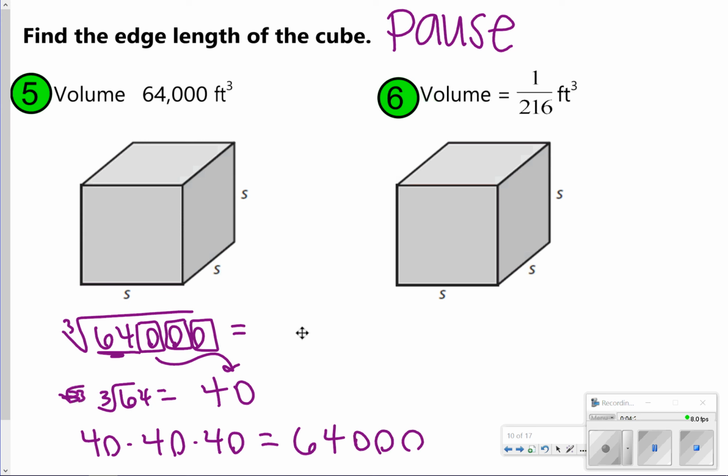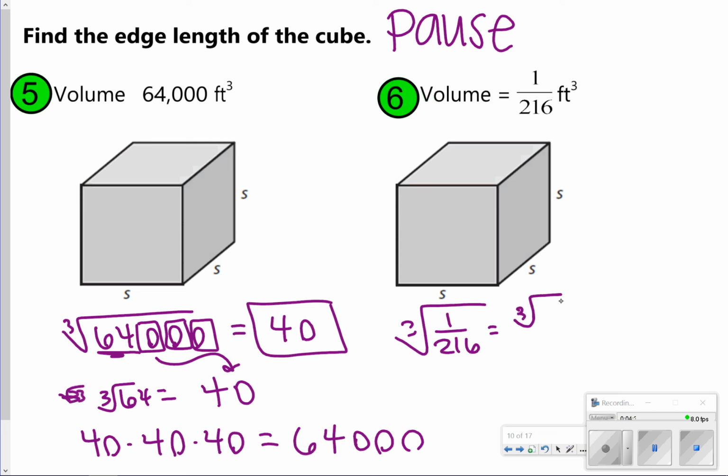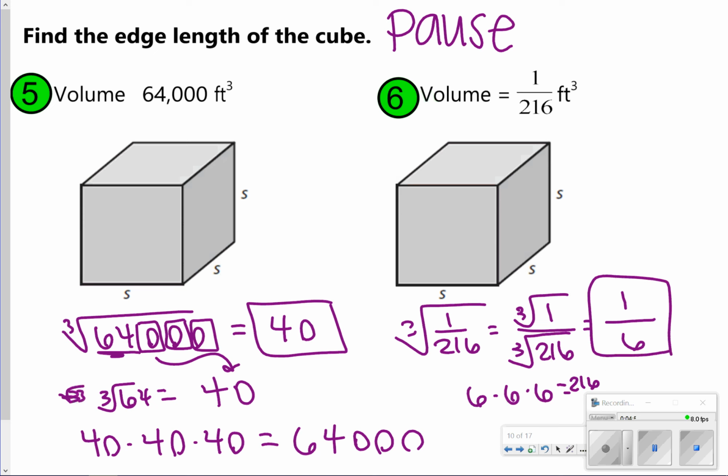I know the cube root of 64,000 is equal to 40. For number 6, again, that's finding the cube root of a fraction. Remember, you can just break that down into the cube root of the top number over the cube root of the bottom number. The first one is easy, that's 1, and then the cube root of 216 is actually 6. 6 times 6 is 36, times another 6 is equal to 216. So 1/6 is my answer for number 6.